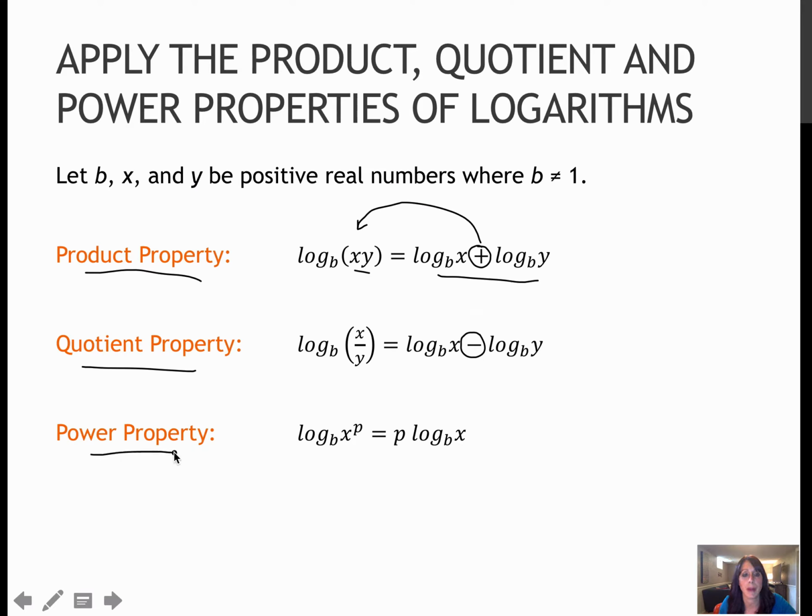The last is the power property. The power property says if you have a logarithm that has an exponent, that exponent can be moved to the front as a constant. So we're going to use this one a lot. And again, any of these three properties can go starting on this side, going in this direction, or the other way. So if I have a constant on the outside of a logarithm, I can then move it to become an exponent.